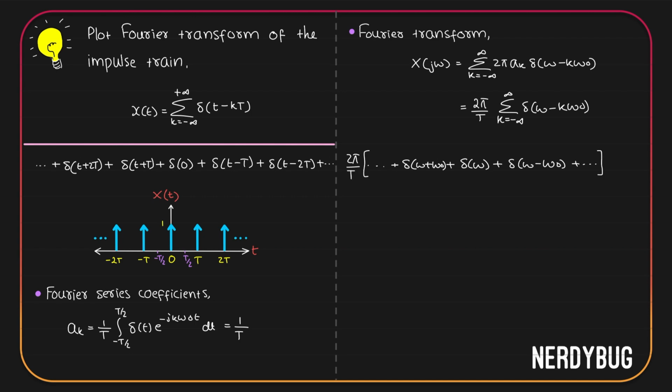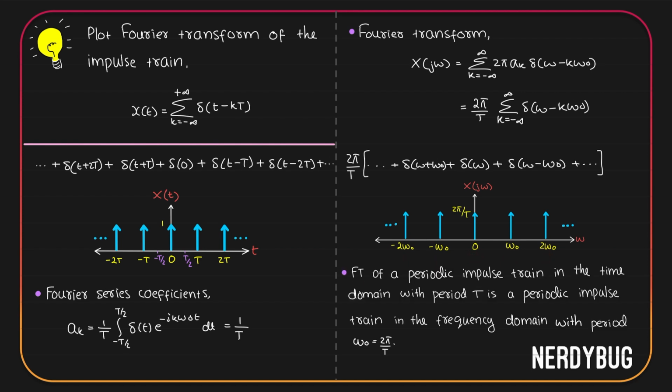On a graph, it will look like this. We have impulses of magnitude 2 pi by T at every integer multiple of omega naught. So we can conclude that the Fourier transform of a periodic impulse train in the time domain with time period T is simply another periodic impulse train in the frequency domain with period 2 pi by T, which is omega naught.